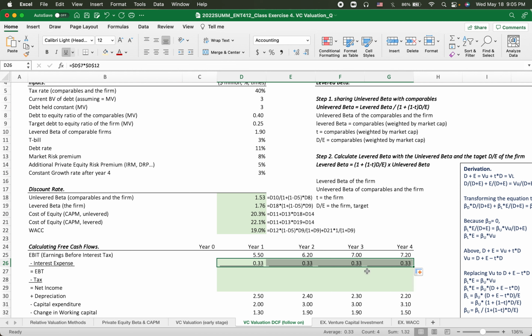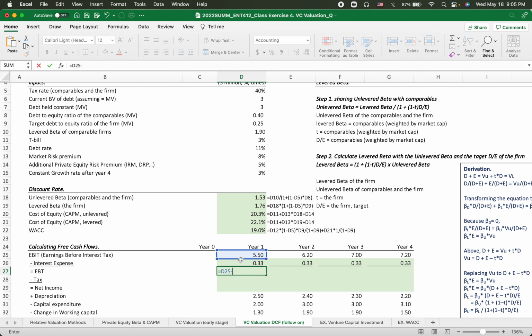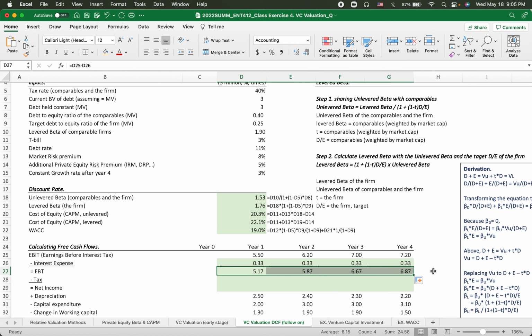And then let's drag. Now let's calculate earnings before tax from EBIT minus the interest expense, right? Here, just subtract. And then drag it to the right. We got the EBT, earnings before tax, for the projected years.